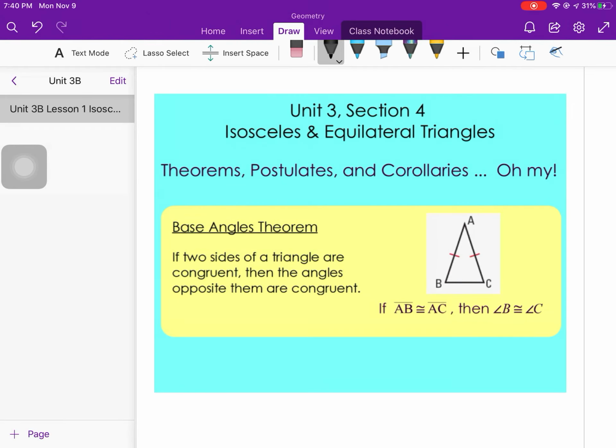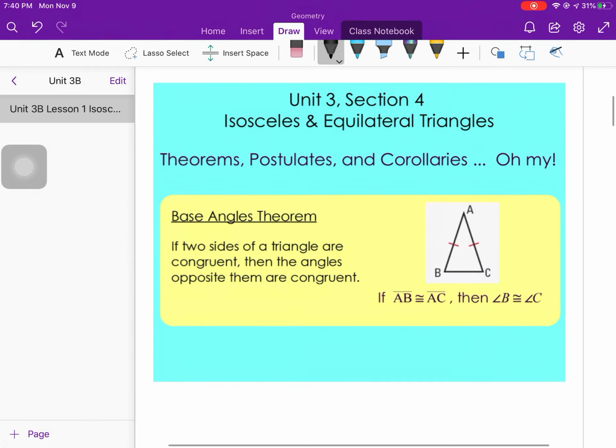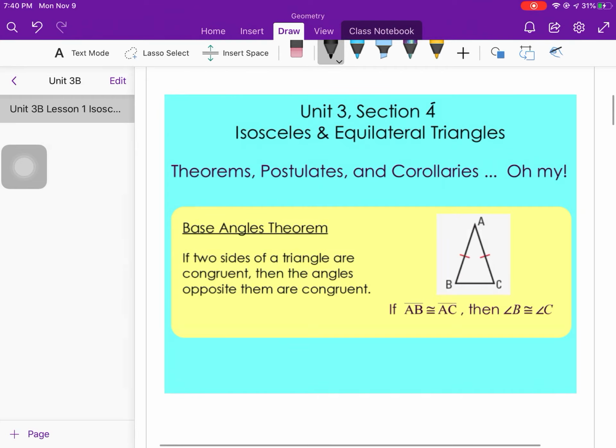Hey guys, welcome to the first lesson of Unit 3. I know that this says Unit 3, Section 4. I forgot to change this. What this is going to be is, we're going to change that up. This should be Unit 3B, Lesson or Section 1. Okay, so this is the second unit.